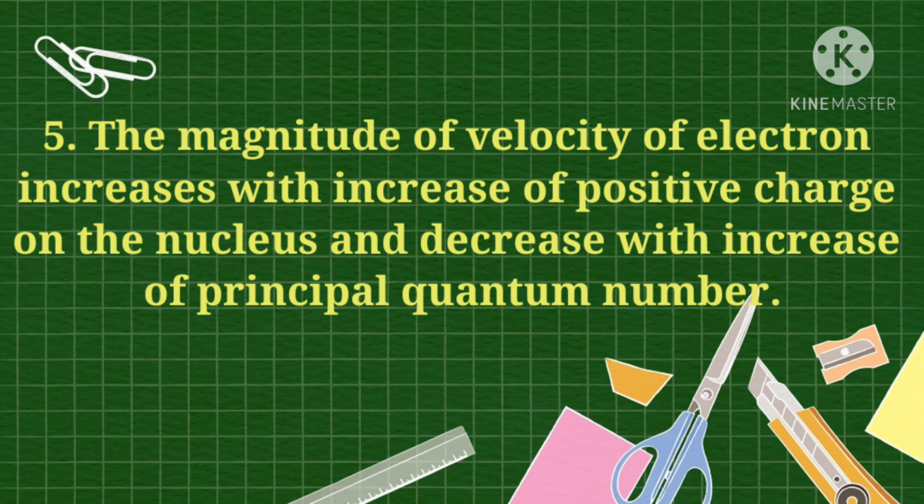ठीक है, last point is the magnitude of velocity of electron increases with increase of positive charge on the nucleus and decreases with increase of principal quantum number. मतलब जो velocity है एक electron की वो increase होगी अगर radius decrease होगा atom का. Radius decrease हो रहा है इसका मतलब principal quantum number भी decrease होगा और उसके साथ ही nucleus का जो positive charge है अगर वो increase होगा तो velocity भी एक electron की increase होगी और velocity decrease कब होगी, जब principal quantum number increase करेगा. That means the radius of the atom will increase.